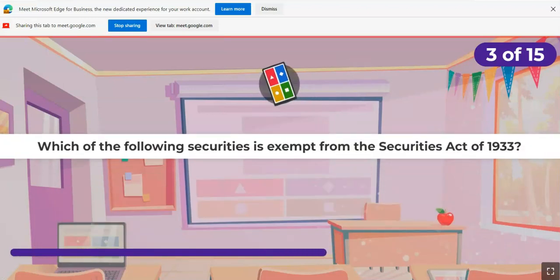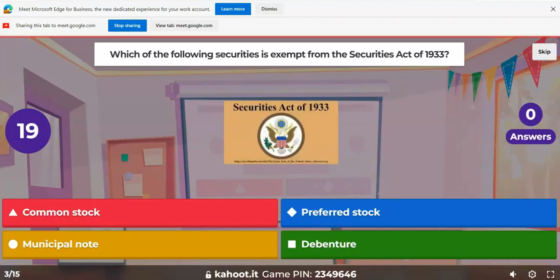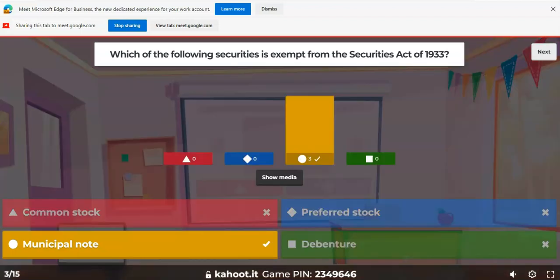Which of the following securities is exempt from the Securities Act of 1933? A. Common stock. B. Preferred stock. Yeah, everyone got this one. Municipal note, because municipal means state and local governments. Anything that's government issued is automatically exempt from registration. The purpose of registration is to protect investors from fraud, so they have to know who's out there. We already know who the government is. So municipalities are exempt. All the others are corporate securities. They don't get any exemptions.